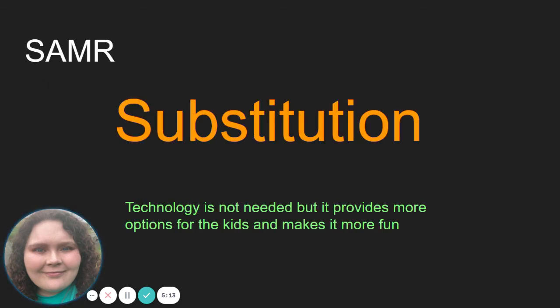As for SAMR, I believe the best one is substitution because the technology is not needed, but it does provide more options for the kids and it makes it more fun. It allows them to use things like alligators or gazelles, or I think there's even a template on Wixie for polar bears and stuff like that. But you do not need the technology to do it. So I believe substitution is the best one for this.